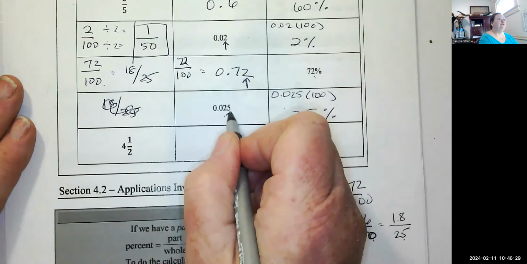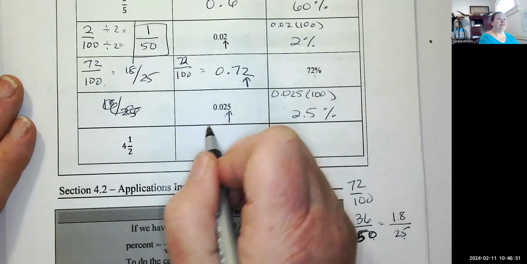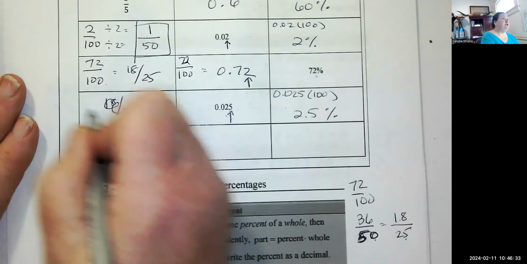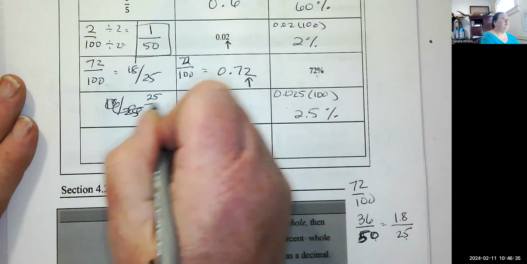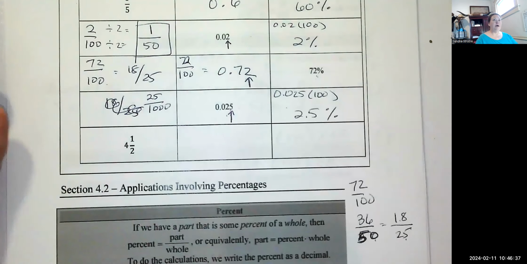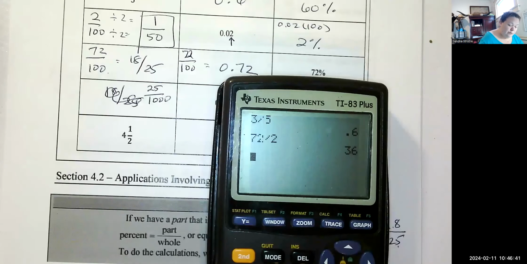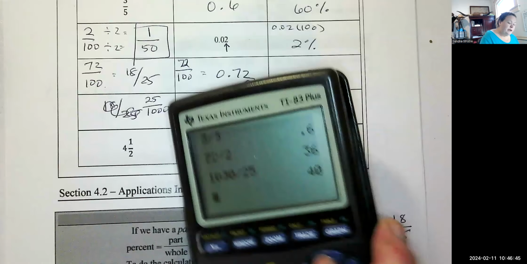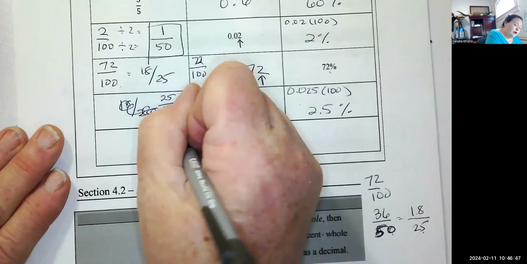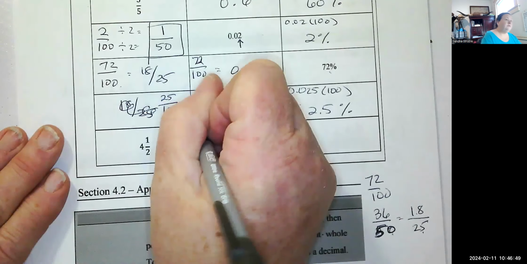Now, for going to a fraction, this 5 is in the thousandths place. So this has to be 25 over 1,000. I know they're both divisible by 25. So 1,000 divided by 25 is 40. So this is just 1 over 40, right?